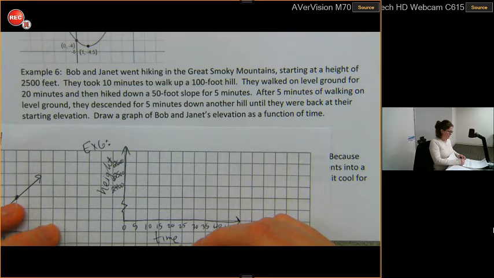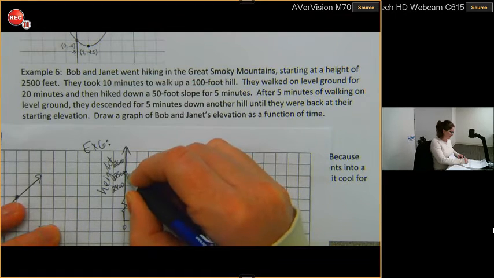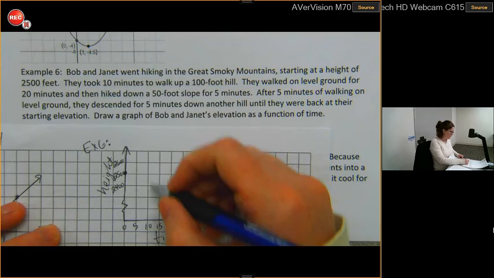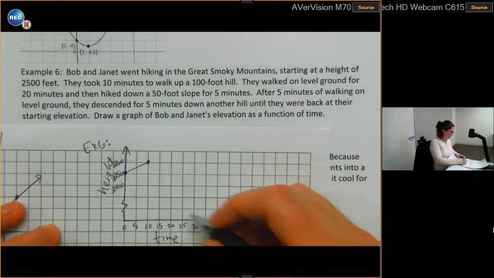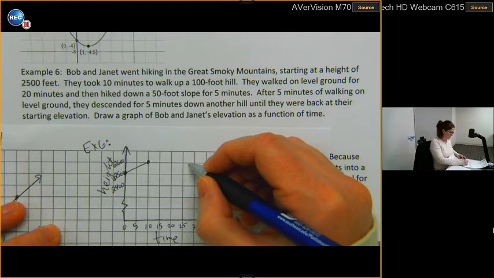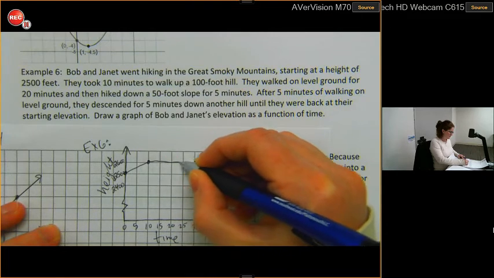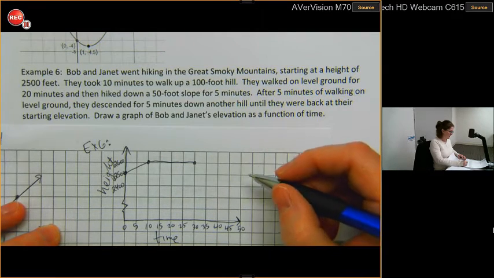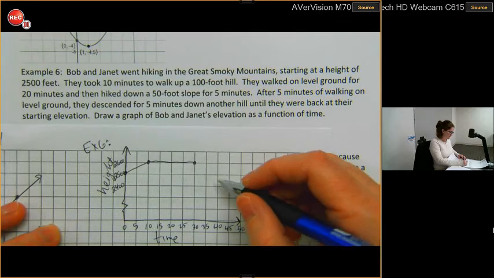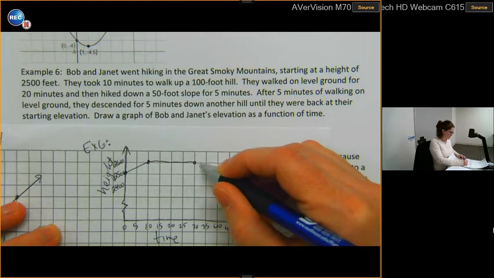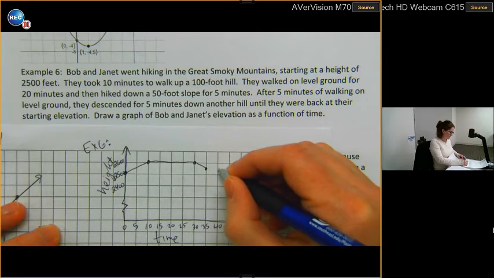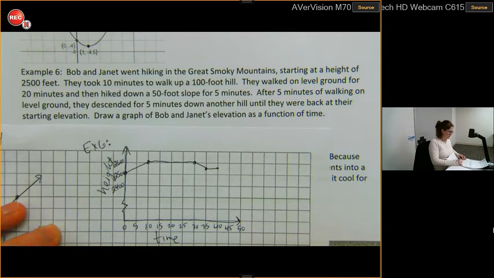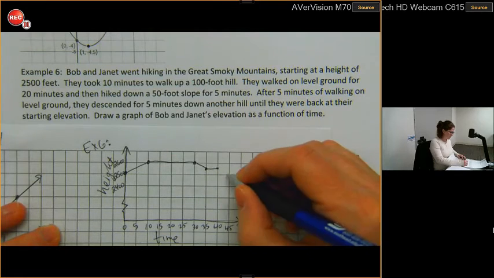And we say they started at a height of 2,500. They took 10 minutes to walk up 100 feet higher. They walked on level ground for the next 20 minutes. Then hiked down a 50-foot slope for 5 minutes. After 5 minutes of walking on level ground, they descended for 5 minutes down another hill until they were back at their initial height.